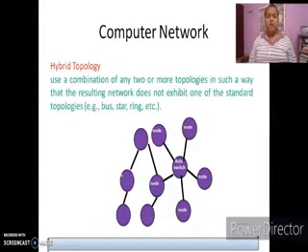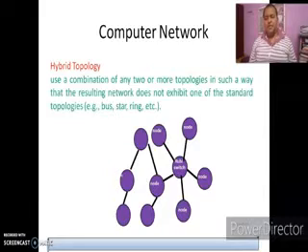So let me move to the next one, that is hybrid topology. It uses a combination of any two or more topologies in such a way that the resulting network does not exhibit one of the standard topologies. Means the topologies we studied last time, such as star, ring, mesh, tree, are all merged here, but they do not exhibit one of the standard topologies. It means the behavior should be mixed up and the behavior of only one topology should not be there. It is known as hybrid.